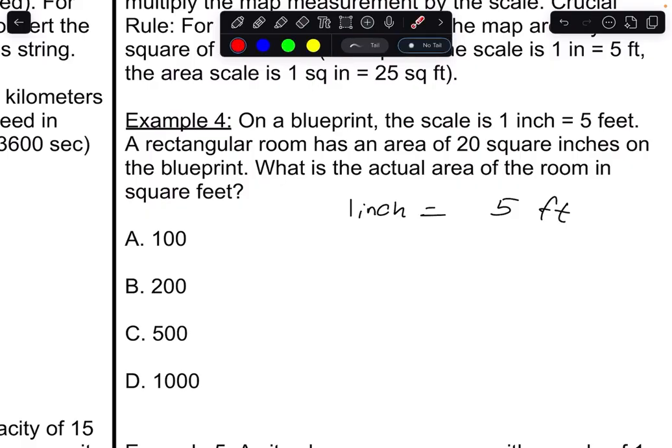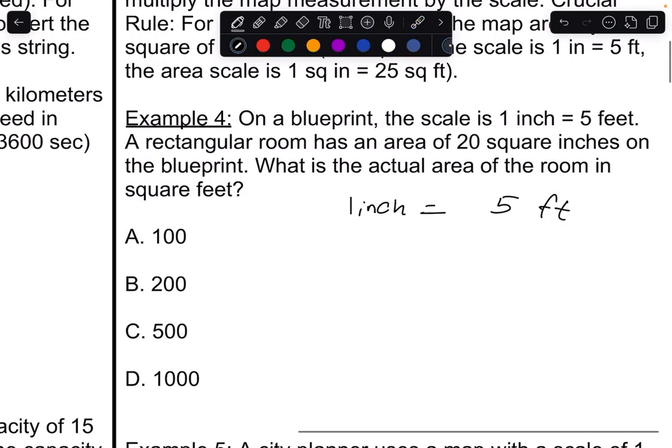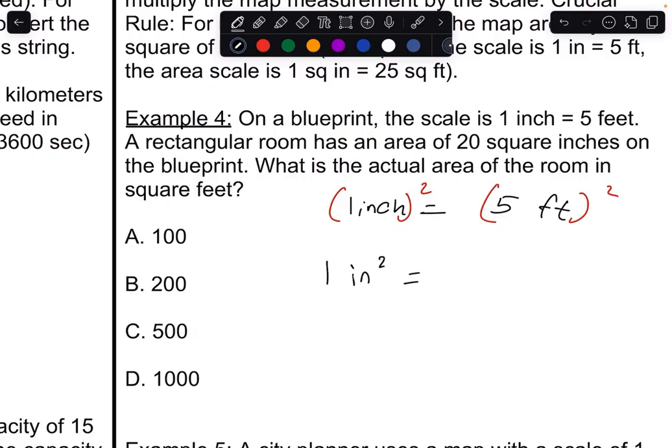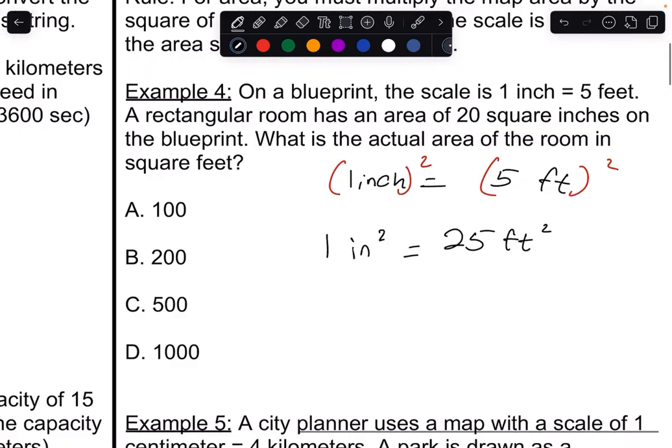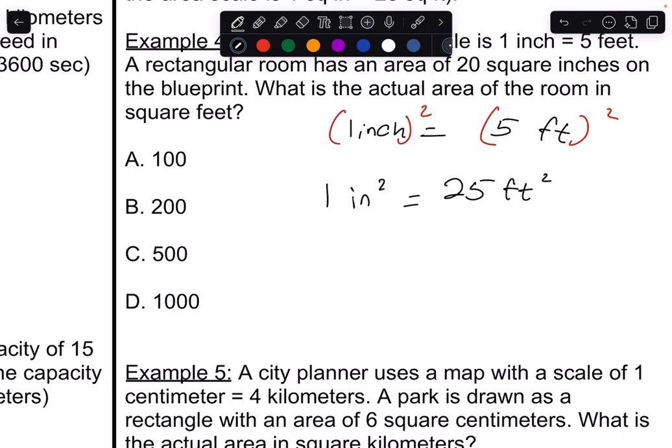We need to end up with square inches and square feet mainly. So let's go ahead and do that part. To get square inches and square feet, we literally just square it. So 1 squared is just 1. Inches squared is just inches squared. 5 squared is 25 feet squared. So this is similar to our proportion stuff. You want to figure out what is the square feet, and you know there are 20 square inches.